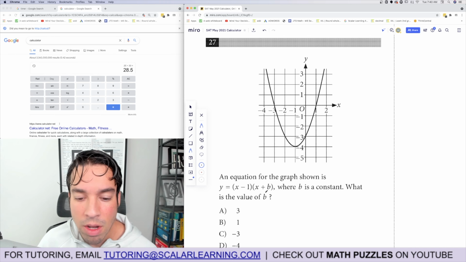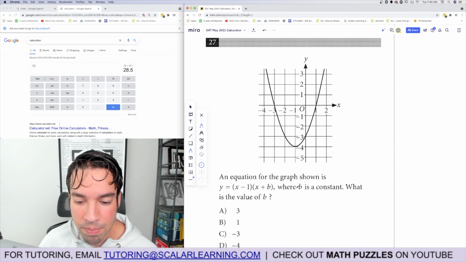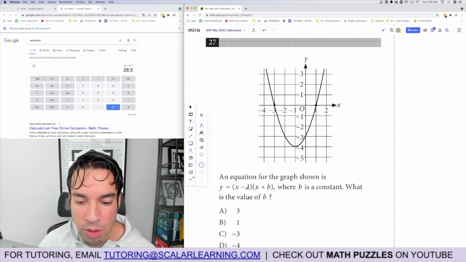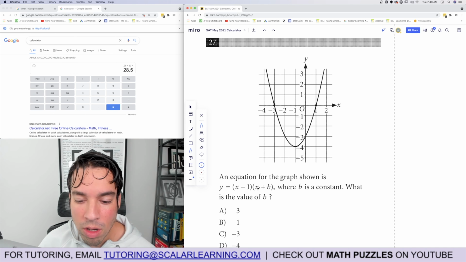An equation for the graph shown is this, where B is a constant. What is the value of B? Okay, B has to be 3, and I'm going to show you why in a second. This is in intercept form, which you got to know, right? So that means the two intercepts are represented here as 1, which is already represented by this guy. And then we got another intercept of -3. Well, it's always going to be x.